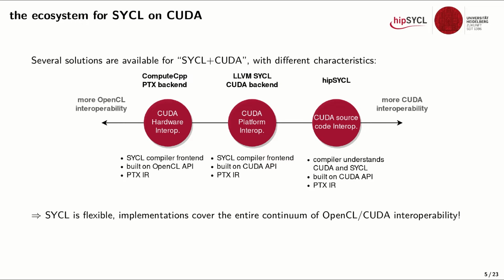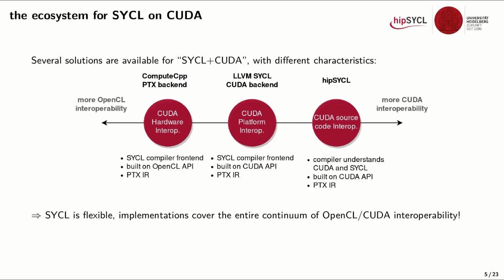The next thing that you can do is you can replace the OpenCL API with the CUDA API. And then you end up with what has been done in the LLVM SYCL CUDA backend. Here you have a SYCL compiler and a SYCL implementation that uses the CUDA API and PTX kernels. And here you get interoperability with CUDA as a software platform. So you can, for example, use CUDA libraries as long as the headers for those libraries do not require a CUDA compiler.